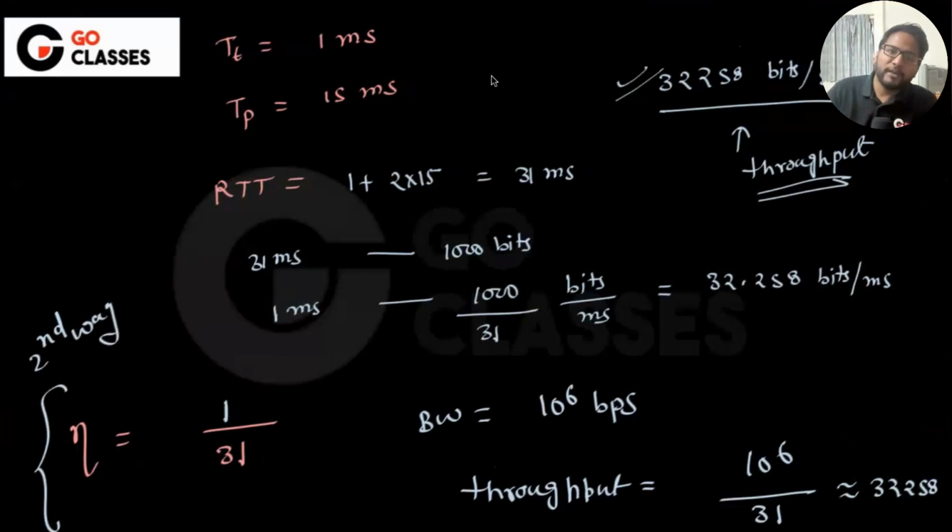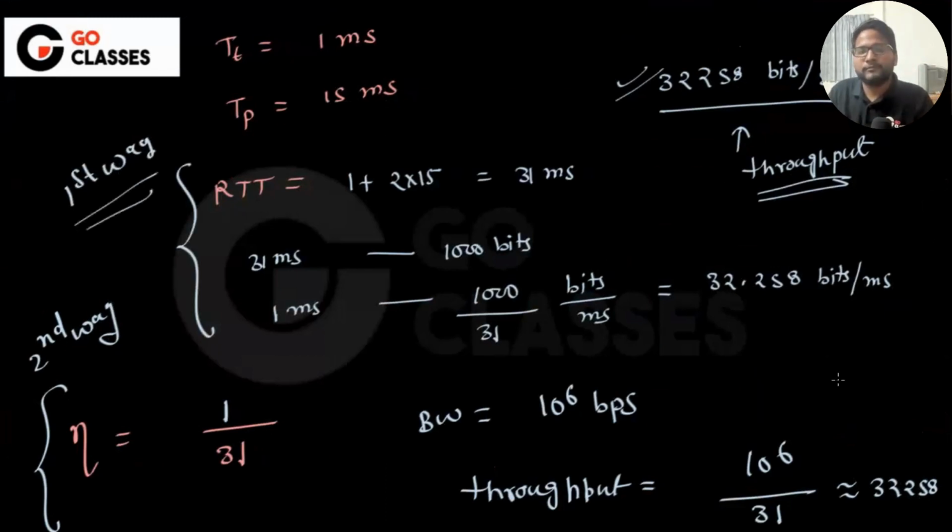Okay. So either you do using this method, which is the second way, or you do directly using the RTT. Okay, this is the first way. Which one you will be preferring? What do you think? Which one you will be preferring more in case of throughput? In case of efficiency, directly go with the formula. In case of throughput, which one you will prefer? Any random guess?